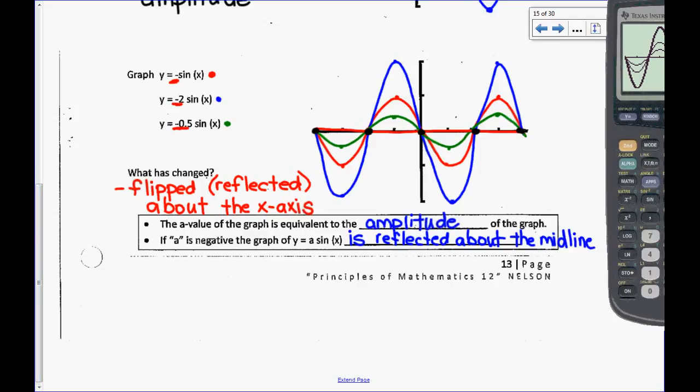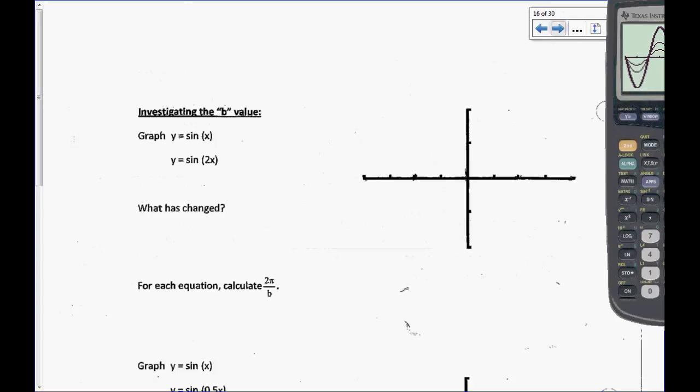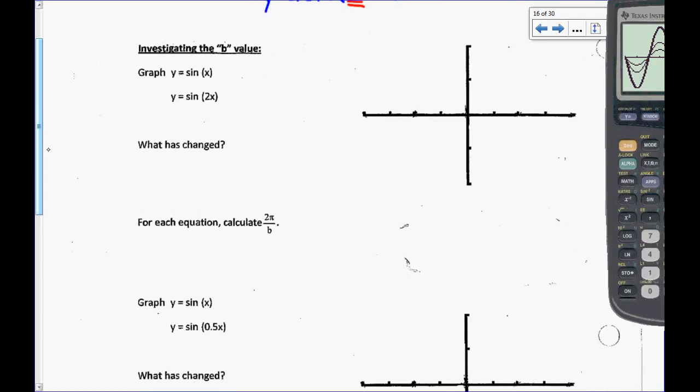All right, so let's flip the page and see what happens if we mess with the B value. So again, let's write what our original equation is. Y equals A sine, then bracket, bx plus c, bracket, plus d. So what we're talking about this time is what happens if we change the b by multiplying x by something. We've got two graphs that we're going to investigate this time.